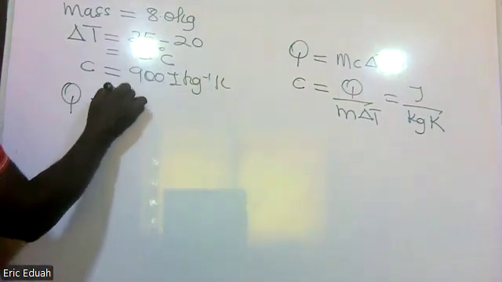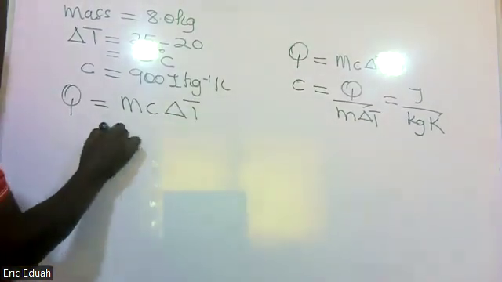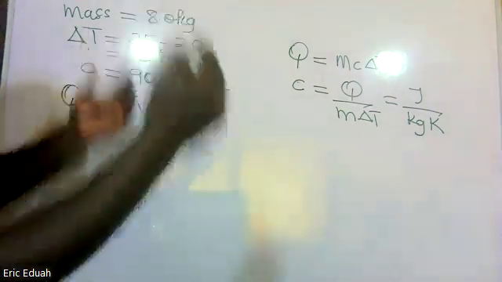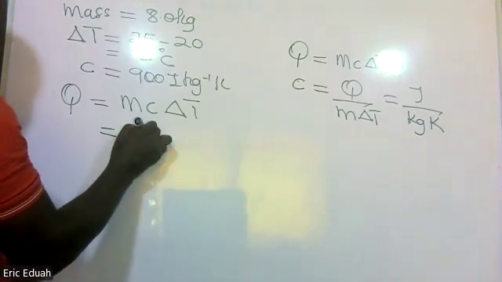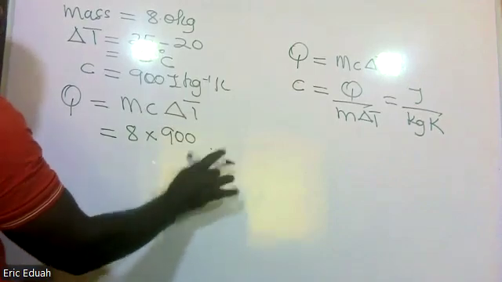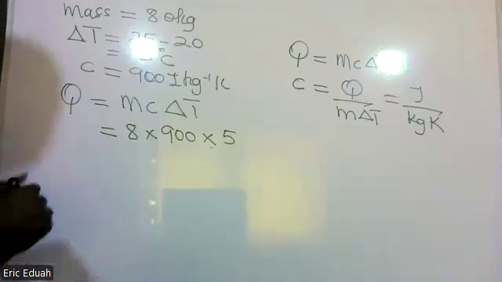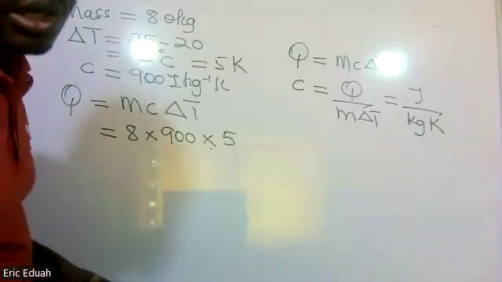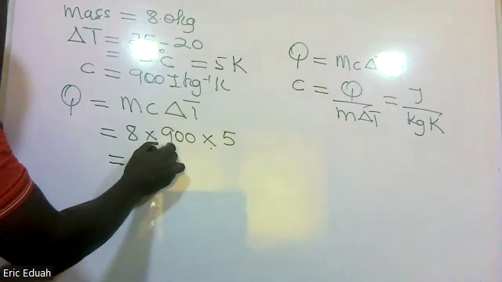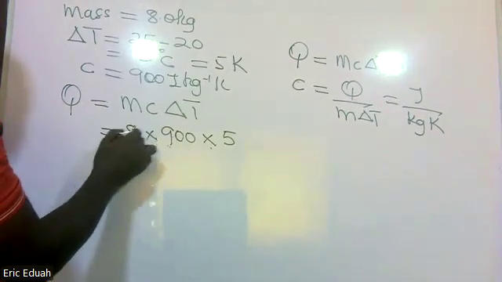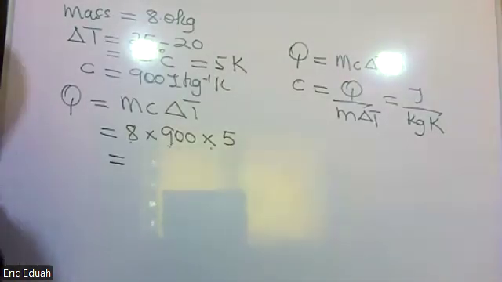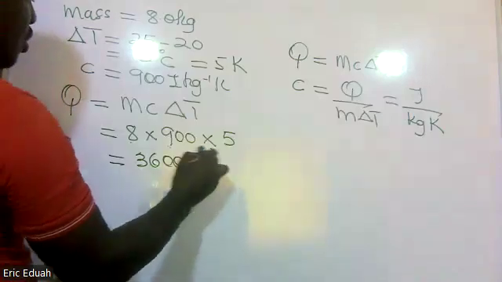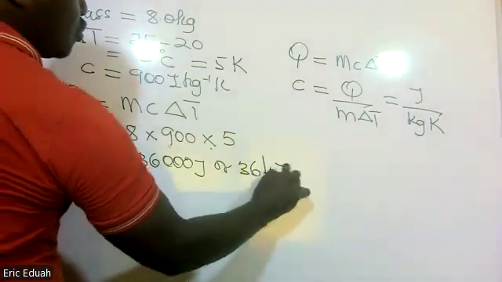Therefore, Q is equal to mc times delta T. We are looking for the quantity of heat energy that must be absorbed to raise. This time we are raising it. So 8 times 900 times 5 degrees Celsius, or this is also equal to 5 Kelvin, because change in temperature on Celsius and Kelvin scale is 1:1. So 4,500 times 8. And Charlotte, what did you make for that? Please, 36,000. So 36,000 joule or 36 kilojoule.